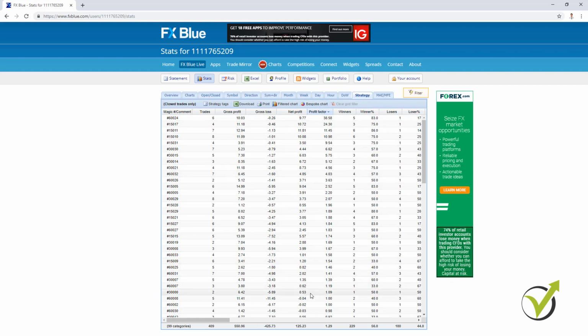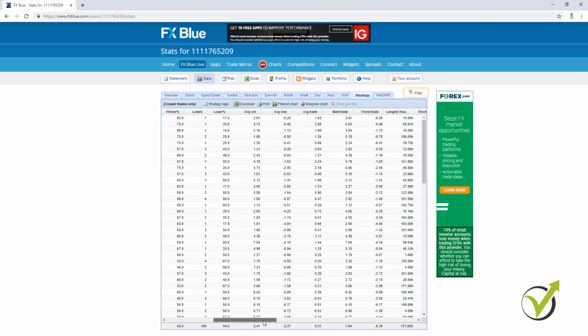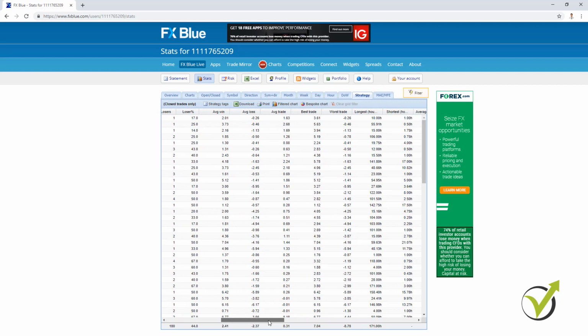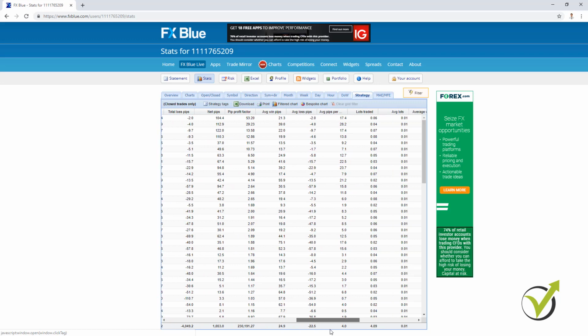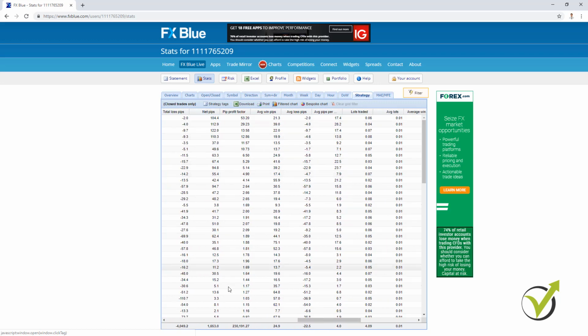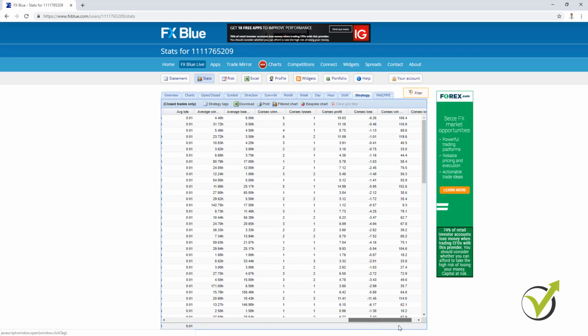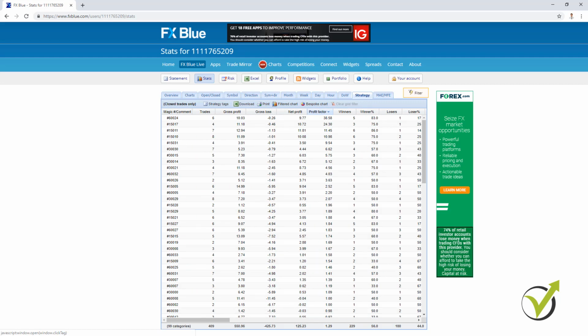I have profit factor, winners, losers, and if I scroll to the right, you will see that I have too many statistics like average win trade, average loss, average trade, best trade, worst trade, longest, shortest, and many others. You have the net pips, which is very interesting, something I like to look at as well, and many others. Now this thing we don't have in MetaTrader.